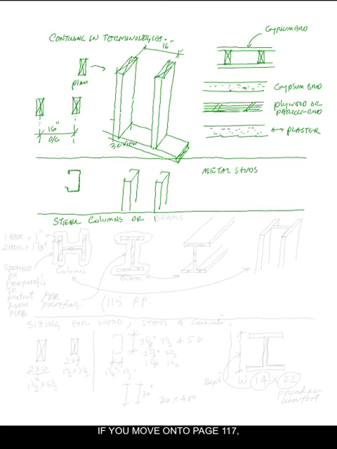If you move on to page 117, you will see the spray-on fireproofing. And instead of sometimes using the spray-on fireproofing, you utilize gypsum board to wrap the building. So you wrap the column. So that's the diagram that you see in the middle.